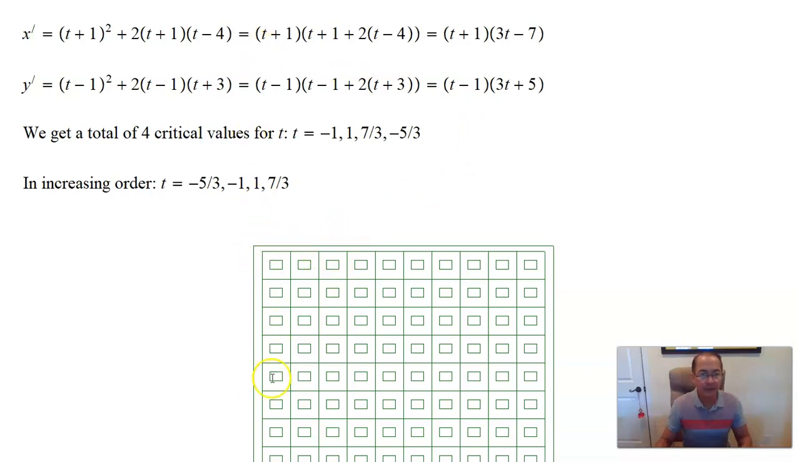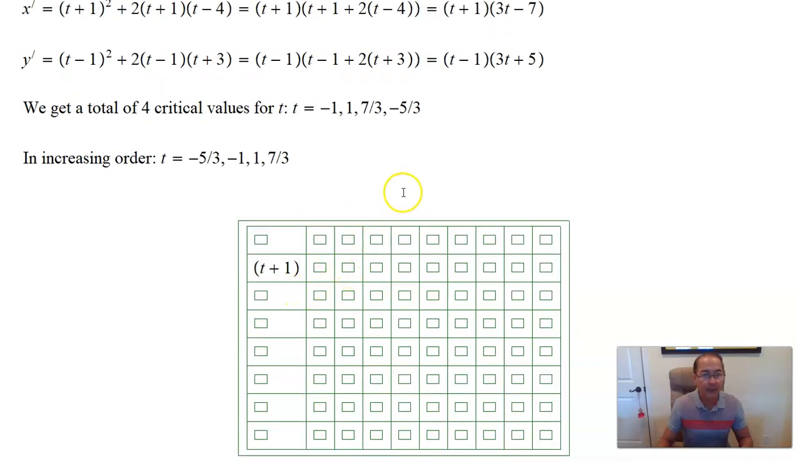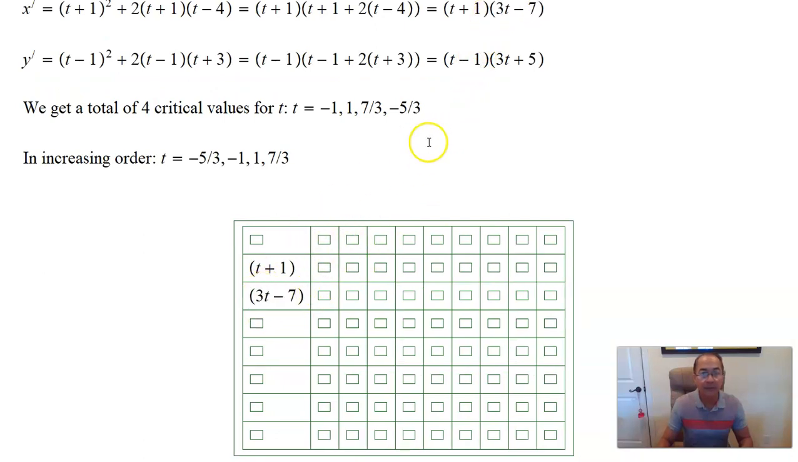So the first thing we're going to do, on the leftmost column, let's start there. We have 2 factors for x prime, 2 factors for y prime, and there's nothing in common, right? So let's put the t plus 1 factor over here, and let's put the 3t minus 7 factor over there, and let's put this on the next, and this down there.